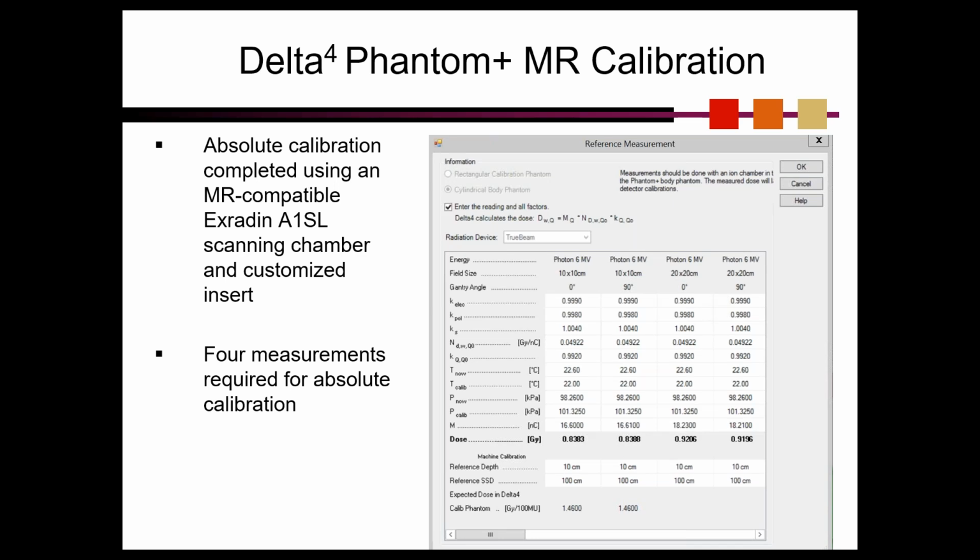ScanData software provides the following worksheet to help track those measurements, with nominal values inserted here as an example. So you can see that here, for a single energy, 6 MV in this case, 4 representative measurements are required for an absolute calibration.